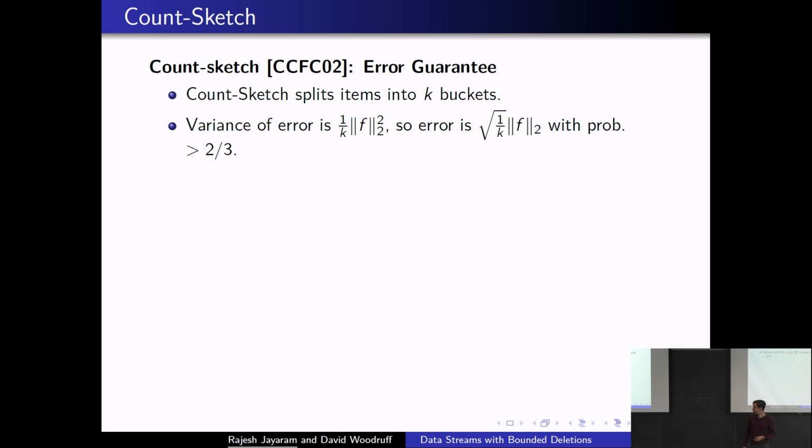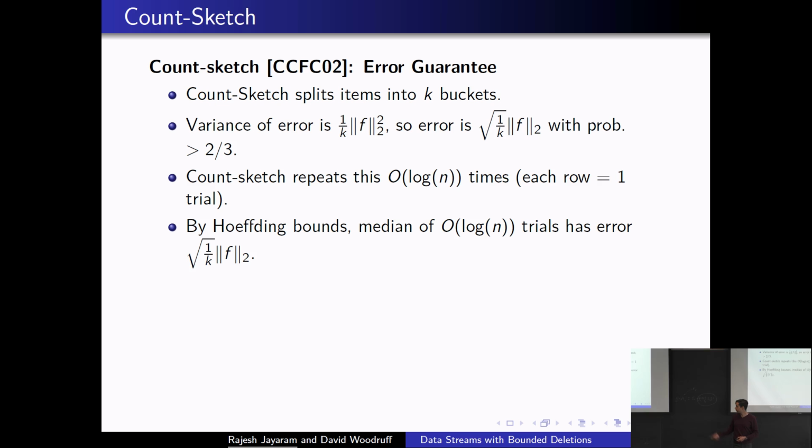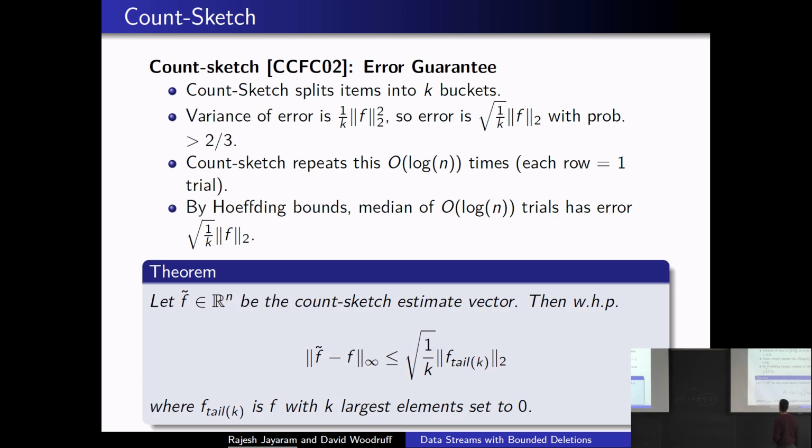So what does count sketch do? Well, it says, okay, with constant probability, 2/3, I get a good estimate. So I'm just going to repeat this log n times and take the median. And by Chernoff-Hoeffding again, with high probability, you get the bound that you wanted. Okay, yeah. So the bound that you actually get is slightly better.